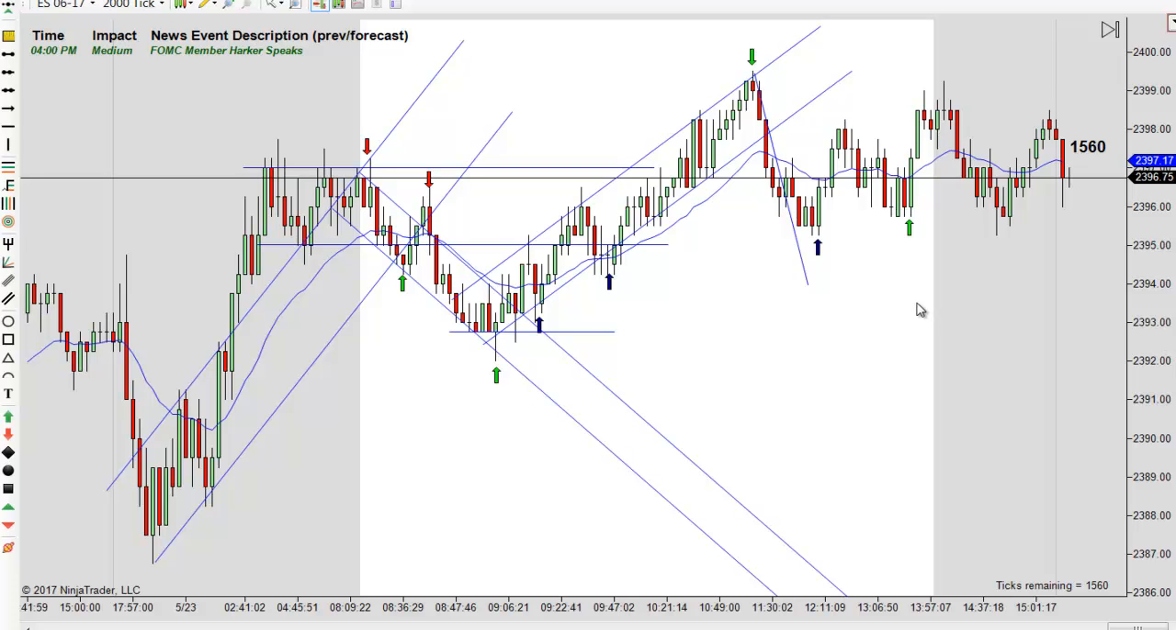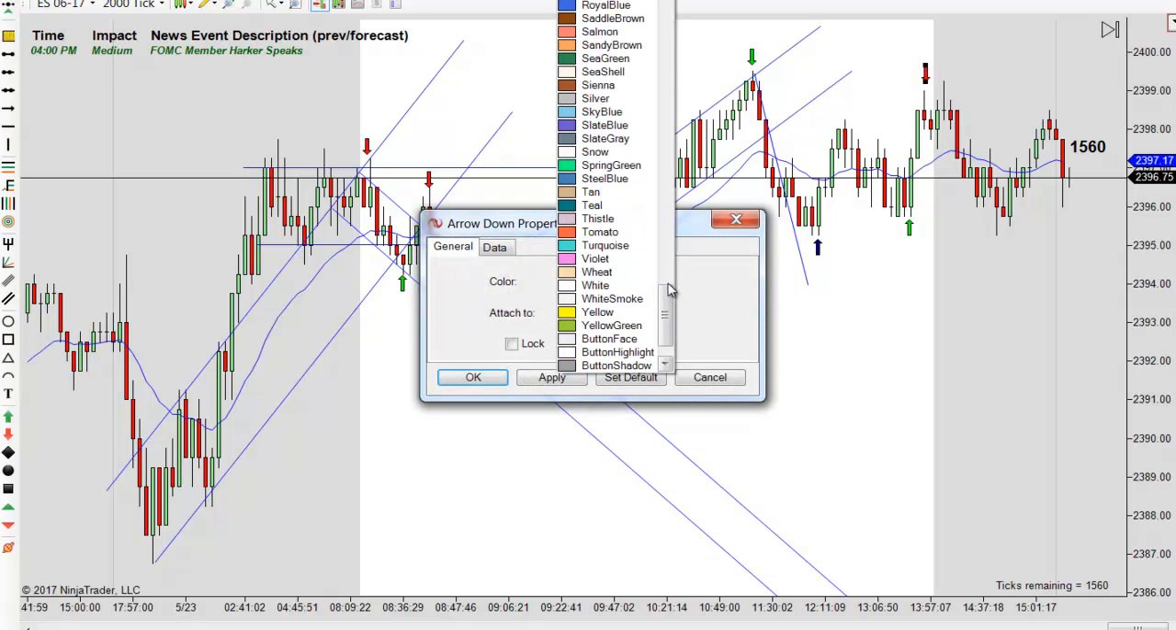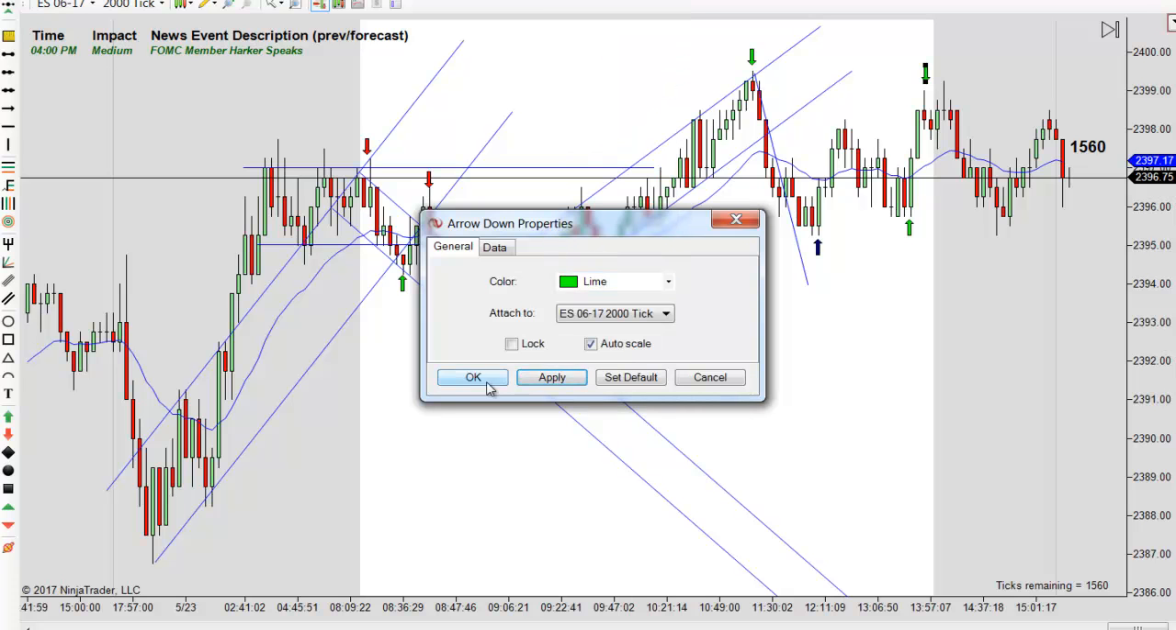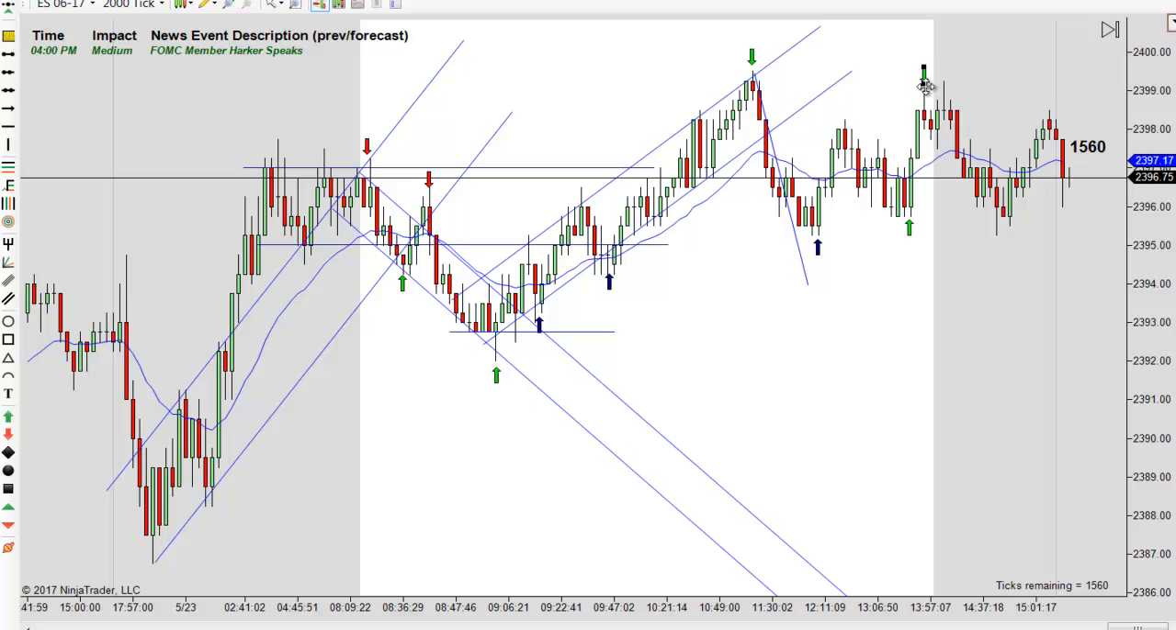I'm probably not going to, I probably should have marked that one with a green one. But I really wouldn't be crazy about taking it that close to the close, that late in the afternoon. But let's talk about the trades, and we'll wrap it up for the day.